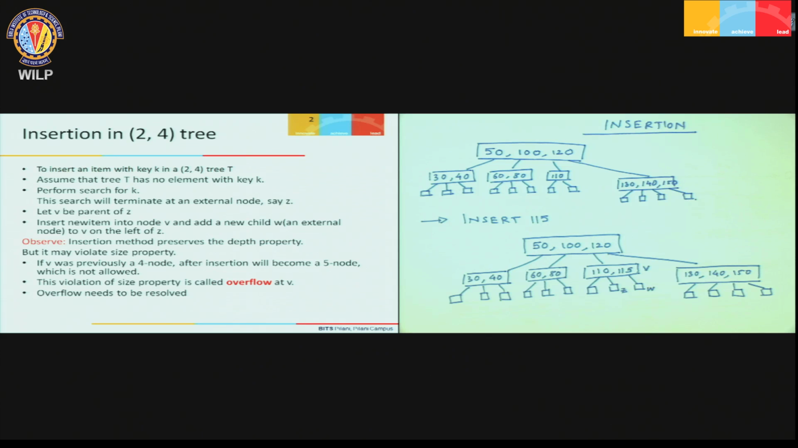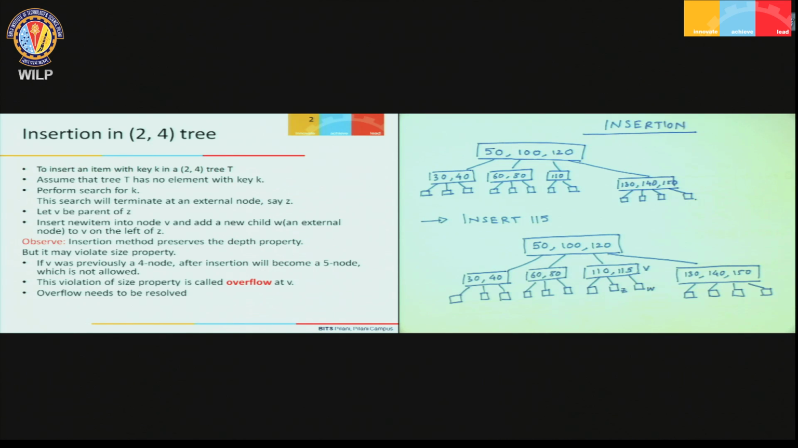As in binary search tree or AVL tree, the first step is we will search for k in the tree. So, look at the example. We want to insert 115 in the 2,4 tree. So, the first step will be to search 115 in this tree. We also know that since the key is not present, it will end in an external node. That external node we are going to call Z, and we are going to denote by V the parent of Z. So, the slide precisely shows V and Z.